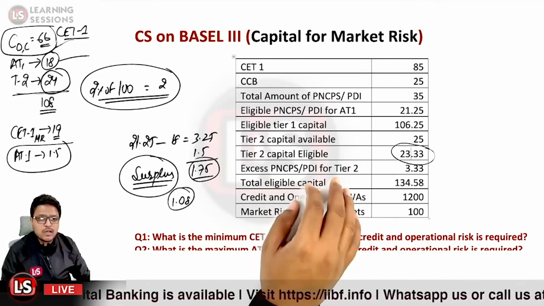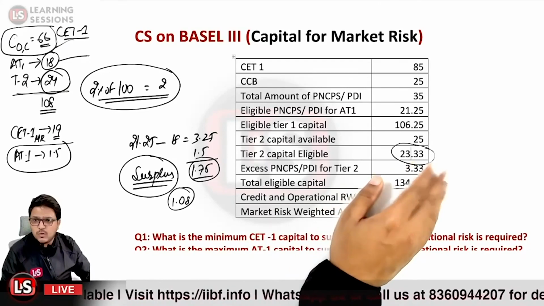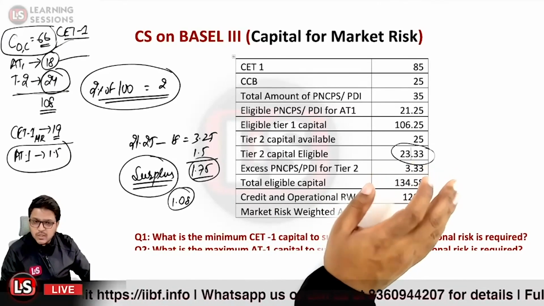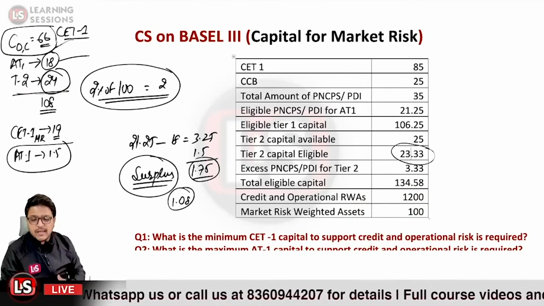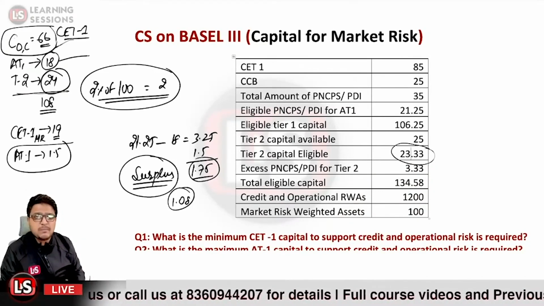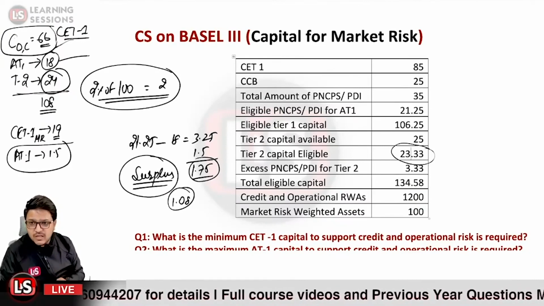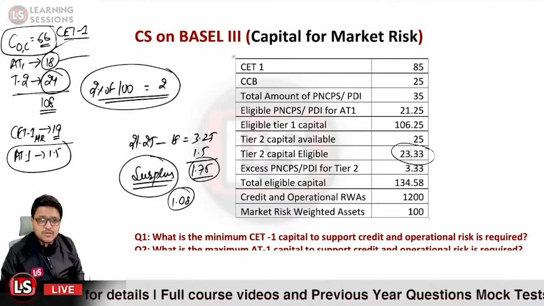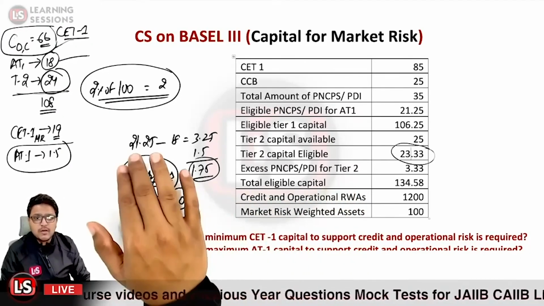It is given to be 3.33, but that does not make sense over here, so we are taking it as 23.33 only. Further, you need to understand that the surplus from the PNCPS from the additional tier 1 also forms a part of the tier 2 capital. So that we already calculated.